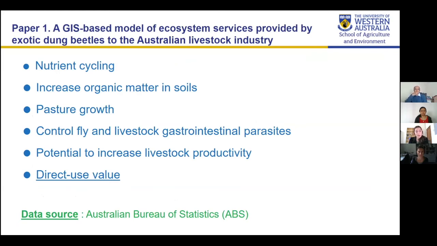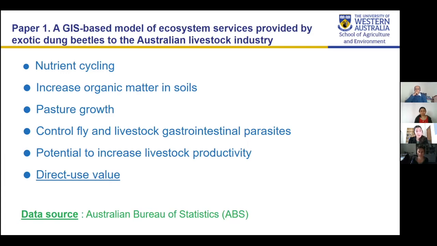Paper 1 will be a GIS-based model, focused on livestock productivity. We have evidence that dung beetles assist nutrient cycling, can increase organic matter in the soils, and control fly and gastrointestinal parasites. If that's the case, this could have the potential to increase cattle weight gain and productivity as well.